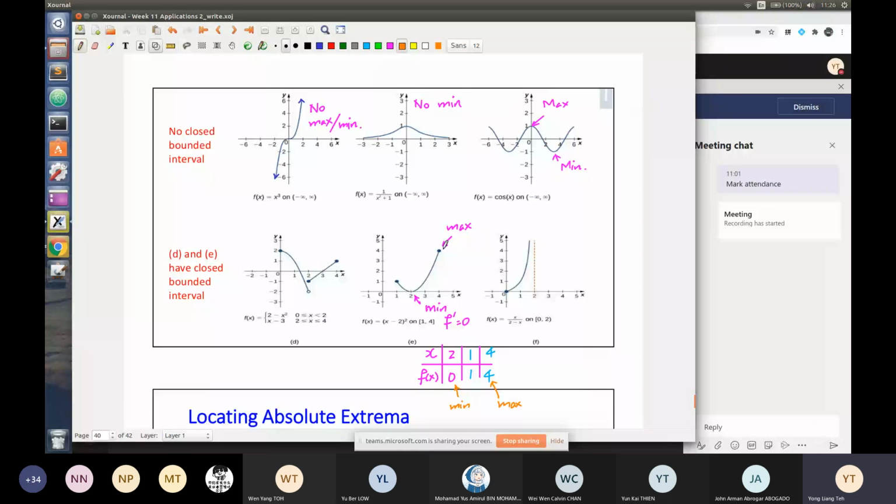Is that all right? So whenever you have a closed interval, you will have to do a comparison using a table in this form. You might not need to use the table, but you have to compare all the so-called candidates for those extremes. All right.